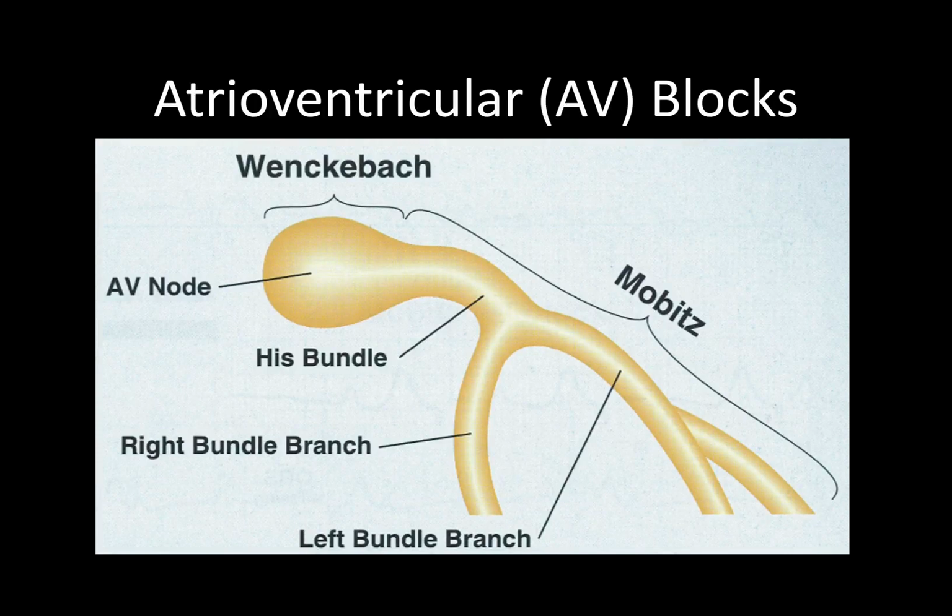AV blocks, atrioventricular blocks. For those who prefer to visualize the anatomy, here's a picture that I borrowed just to give you an idea of what we talk about. The AV node is not the AV junction, it's a group of items. So we'll say this, that the AV junction is actually the AV node and the bundle of His. And I like this one because it really helps you visualize.